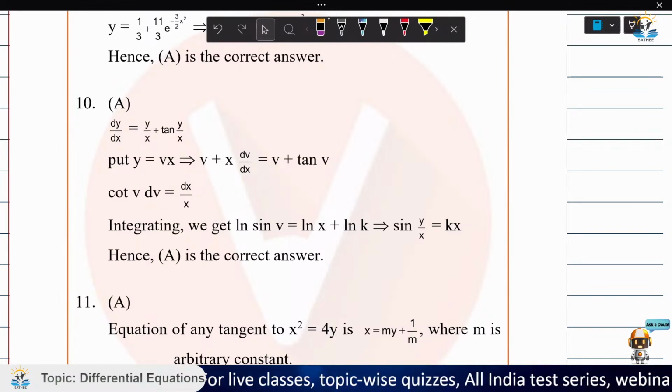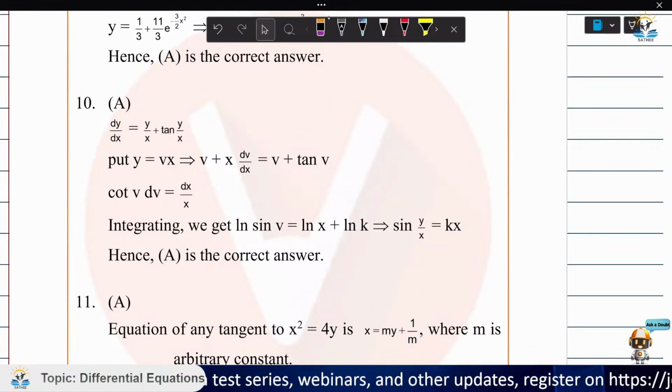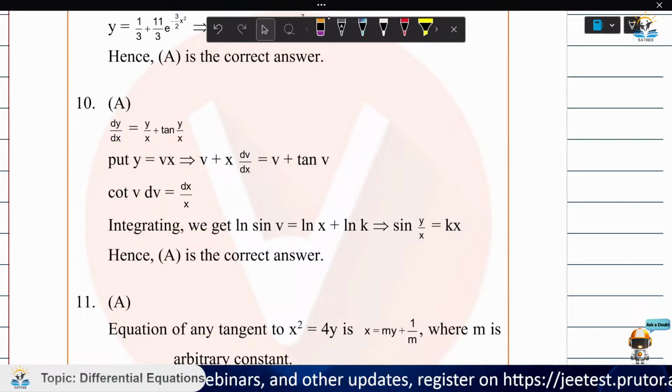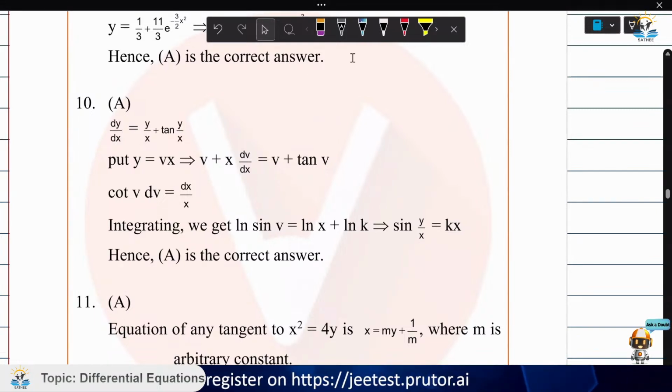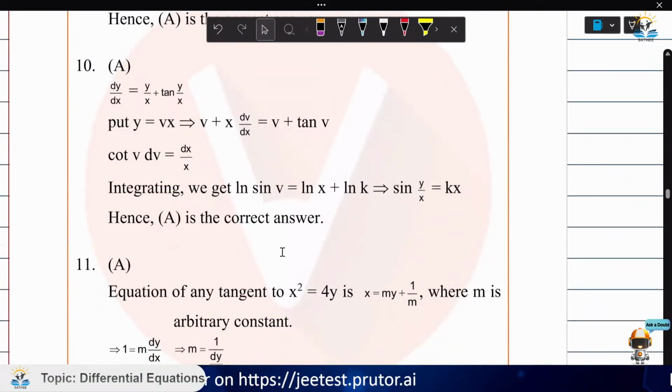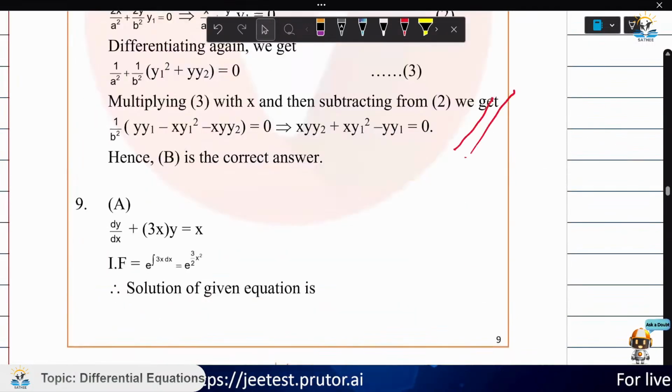So if we take y is equal to vx, what we get is dy by dx, we'll write that, like v is an independent variable here, right? We cannot take v as a dependent variable here. So v would be an independent variable. So dy by dx would look like v plus x dv by dx. Okay. And then the other part would look like v plus tan v. Now it gets easily integrable and we get the value and see what the correct answer is.